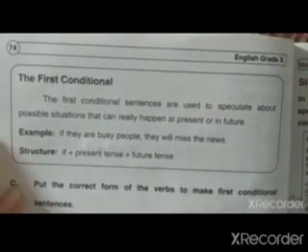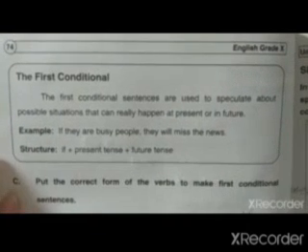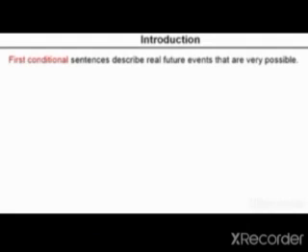Now we are going to move towards page number 74, and we have the first conditional. Yes class, before going towards the exercise of first conditional sentences, let's revise what a first conditional sentence is. First conditional sentences describe real future events that are very possible. It means it doesn't describe those events which are 100% guaranteed, but first conditional describes those sentences which are likely possible in future.